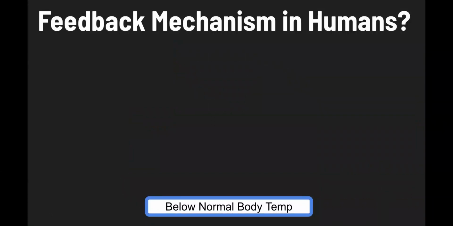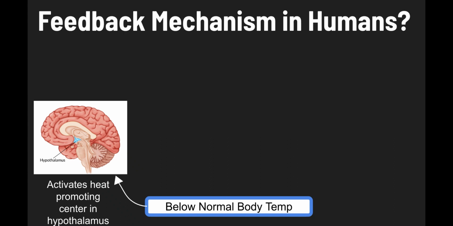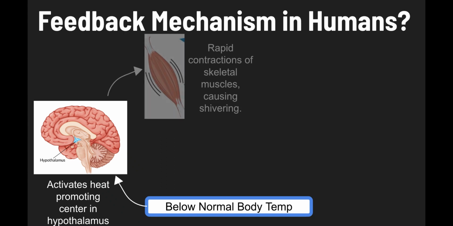Okay, what about if you're too cold? Let me back up slightly. If you're below your normal body temperature, this activates what's called the heat promoting center in the hypothalamus. So that basically sends a signal to the brain to heat you up because you're below your normal body temp.